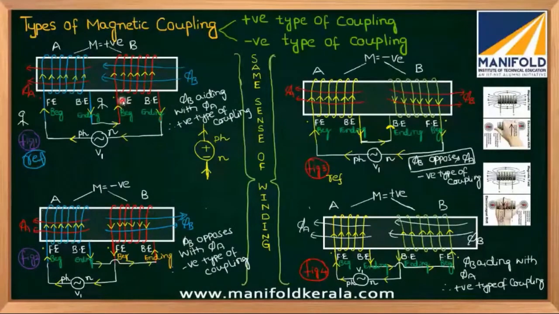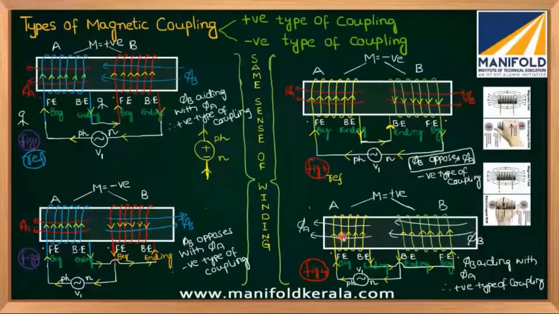That means if current enters the dot in both the coils, or if current leaves the dot from both the coils, do you understand what I'm saying? If current enters the dot in both the coils or leaves the dot in both the coils, that can be called which type of coupling? Positive type of coupling. In this example, figure number 1, and I think figure number 4 also.